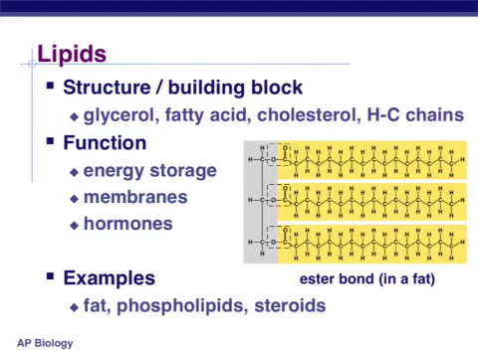Okay, the next one are our lipids. Now, they don't have a monomer, but instead there are certain structures that you will always find in a lipid. They tend to have glycerols, which are alcohols. They tend to have a fatty acid of some kind. Some of them are long, some of them are small. They form cholesterols, and characteristically, they always have long hydrocarbon chains. Their job is to store energy, more of a long-term storage function. They help to form membranes, and they also make hormones. Common examples are fats, phospholipids, and steroids.